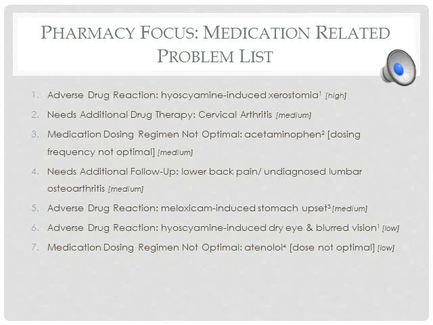For acetaminophen, the medication dosing regimen was not optimal. This was also identified as a medium priority risk. For the treatment of osteoarthritis, acetaminophen 1,300 milligrams by mouth every 8 hours is recommended on a scheduled basis until control is achieved. Patient began treatment with acetaminophen on an as-needed basis, not a scheduled basis.